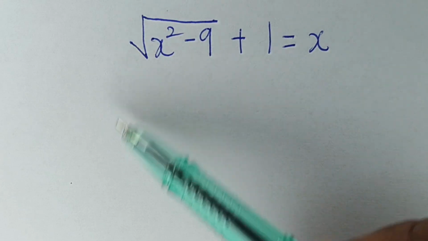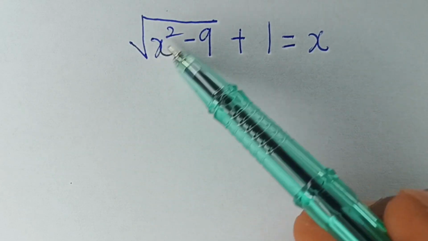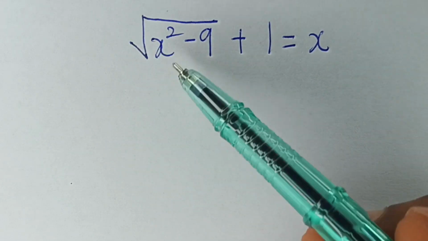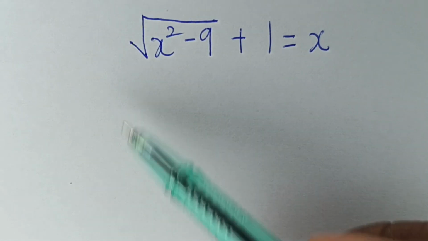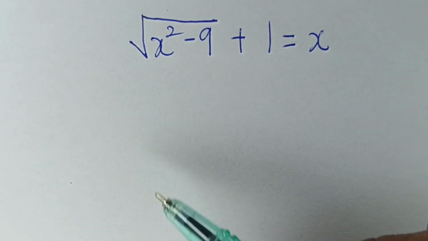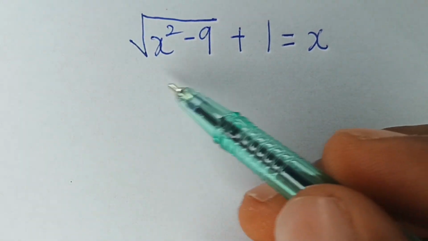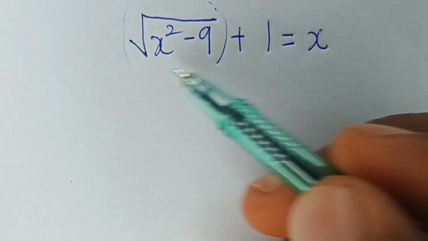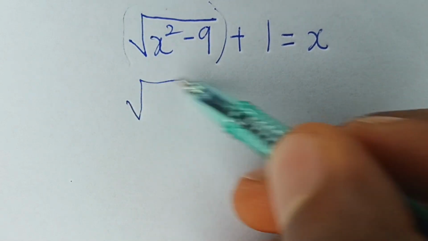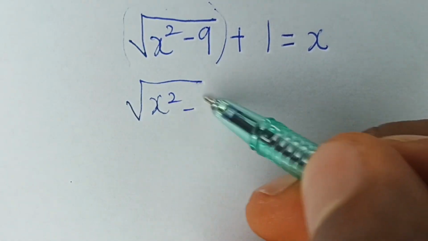Let us solve this together. It says the square root of x squared minus 9, plus 1, is equal to x. Okay, how do we solve this? Now, the first thing to do, you have to be careful, is to isolate this. So we want to isolate the square root of x squared minus 9.